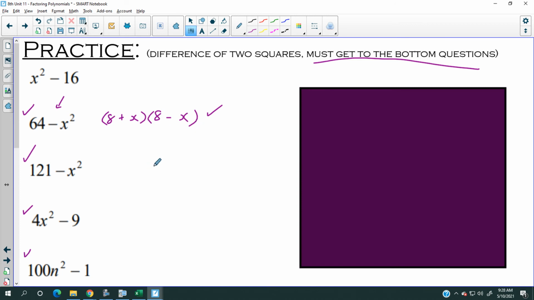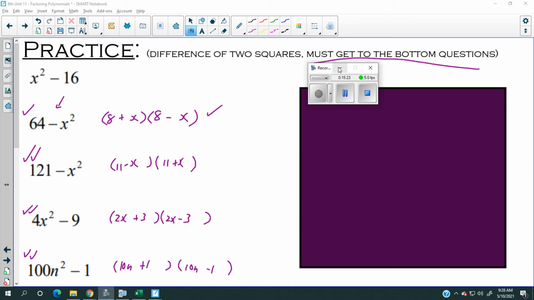So do me a favor, try these 3 right now, and then when you come back, I'll show you the answers, okay? So, yep, press pause right now. All right, and we're back, and these are my 3 answers. So press pause if you want to, check your answers. Couple more things and then we're done, okay?